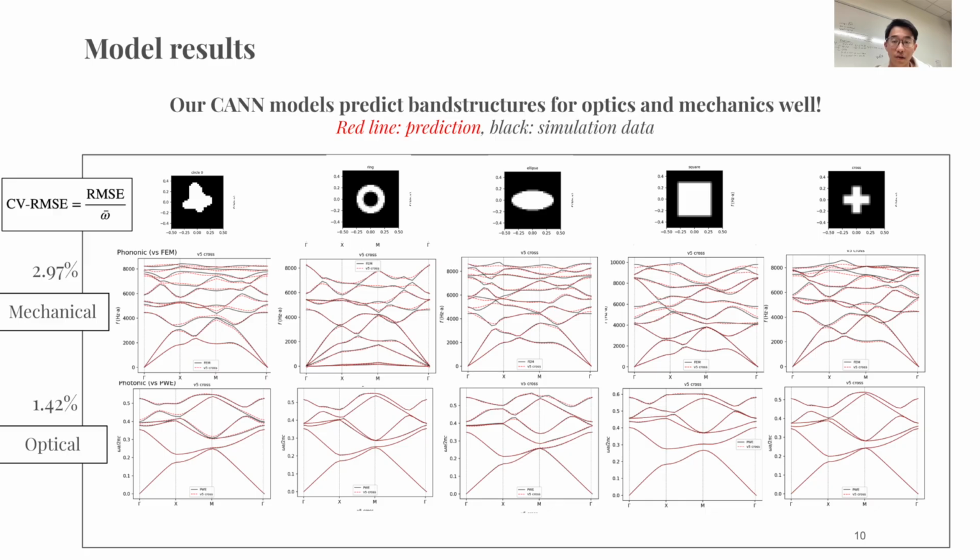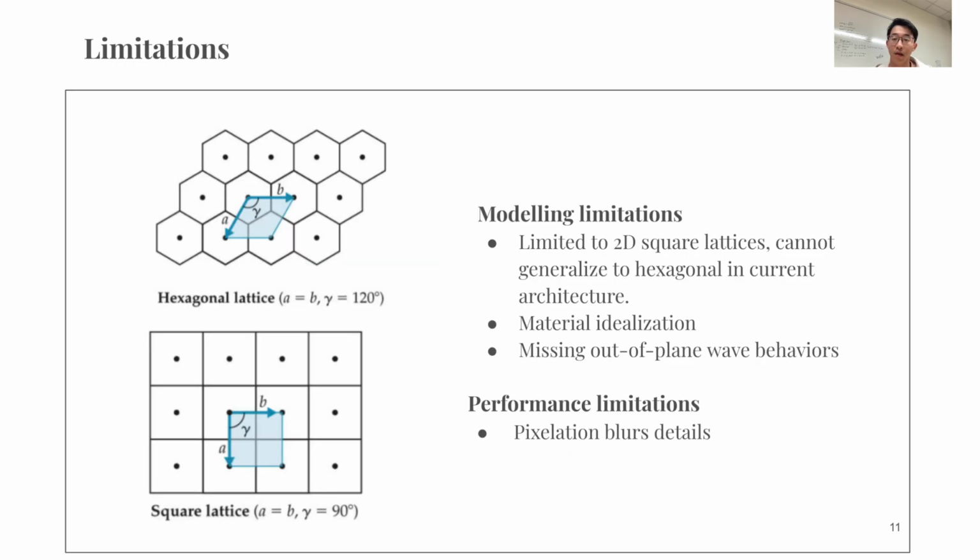Because the current architecture doesn't enforce band ordering, small errors near crossing points, like in mechanical waves, can result in massive divergence. Limitations: the model is limited to solving over 2D square geometries with a presumed lossless two-material system. It cannot be generalized to hexagonal lattices, the model computation misses out-of-plane wave behaviors, and pixelation may blur details. Thank you.